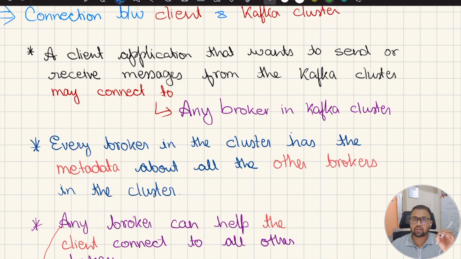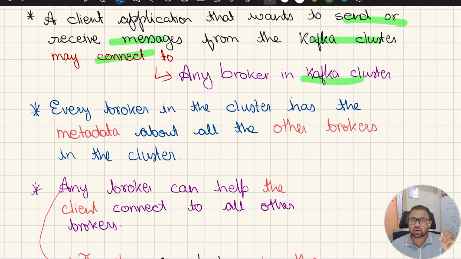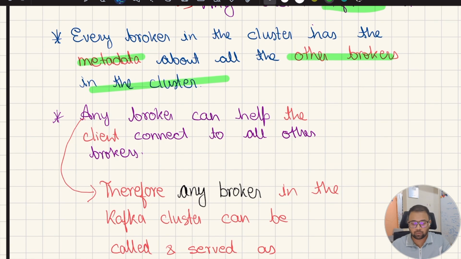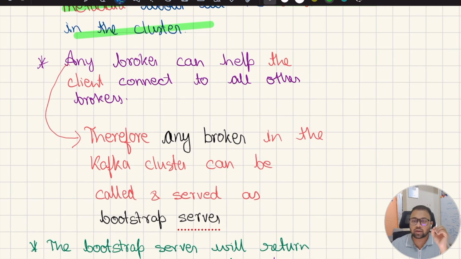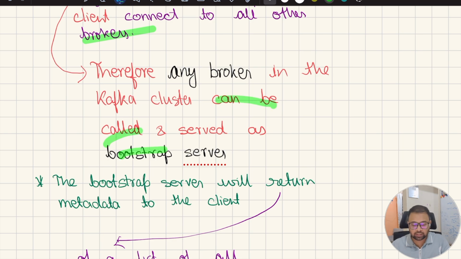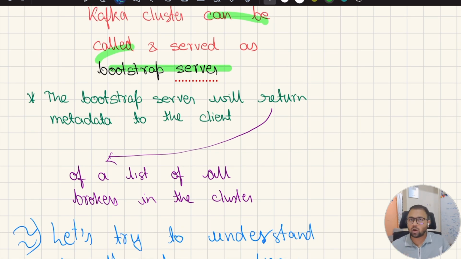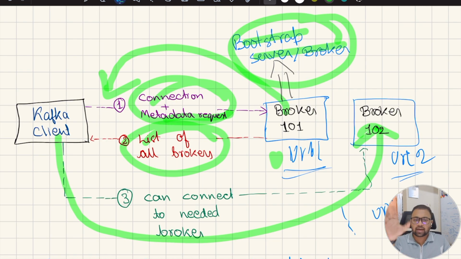A client application that wants to send or receive message from Kafka clusters may connect to any broker in a Kafka cluster. Every broker in clusters has the metadata about all other broker in the clusters. Any broker can help the Kafka client to connect to all other brokers, right? Therefore, any broker in the Kafka cluster can be called as a bootstrap server. If somebody will ask you what is bootstrap server, you will always be able to answer like any of the broker can act as a bootstrap server.